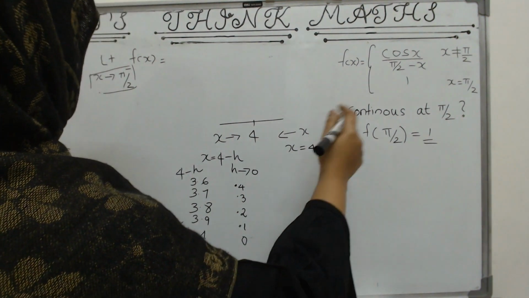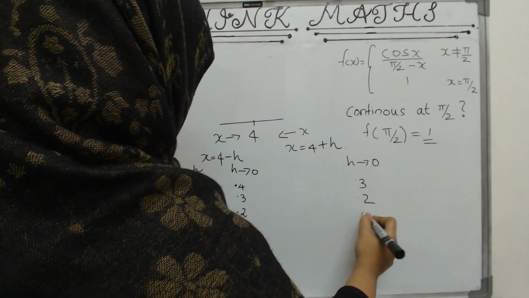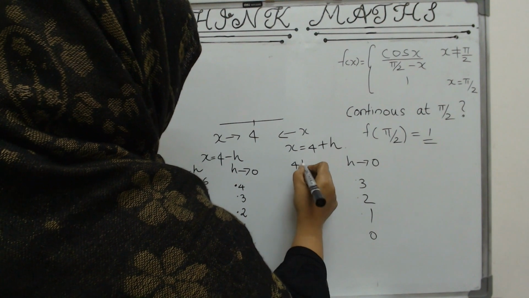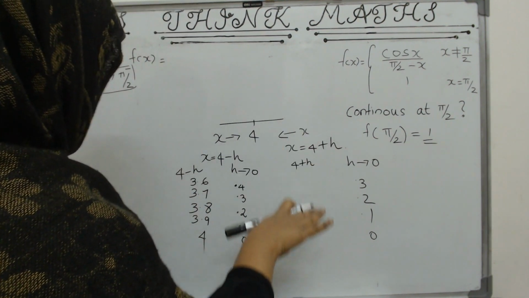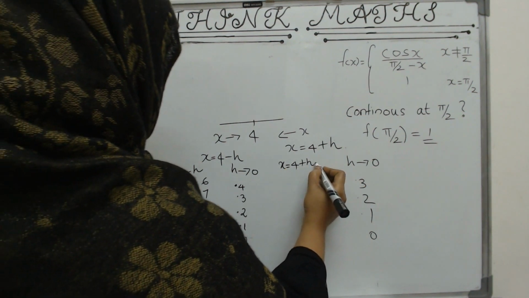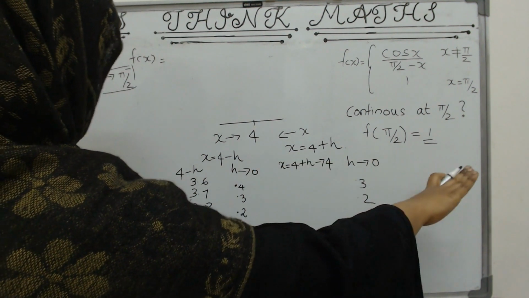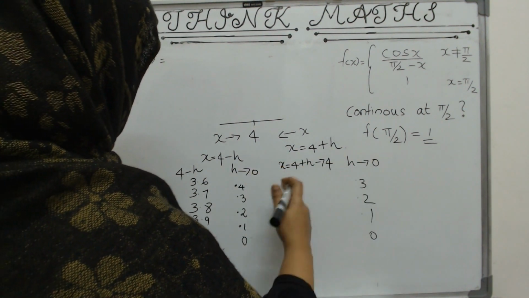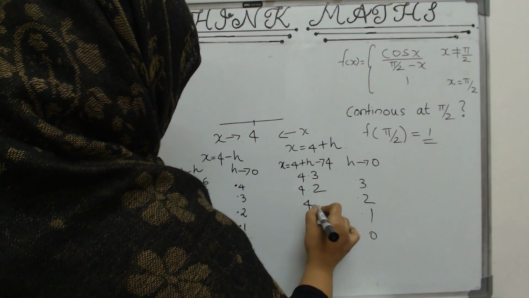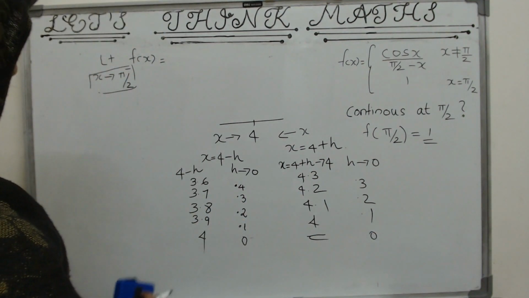Similarly, see what happens here. Here you have taken 4 plus h. So as h tends to 0, from 0.3, 0.2, 0.1, it goes to 0. It slips into 0. Then what happens to 4 plus h? You will see that it slips to 4. Or in other words, if x is equal to 4 plus h, as h tends to 0, you will see x tends to 4. How is that? Just keep on counting. It is 4.3, 4.2, 4.1 and then finally 4. So that is exactly what we are going to do here.